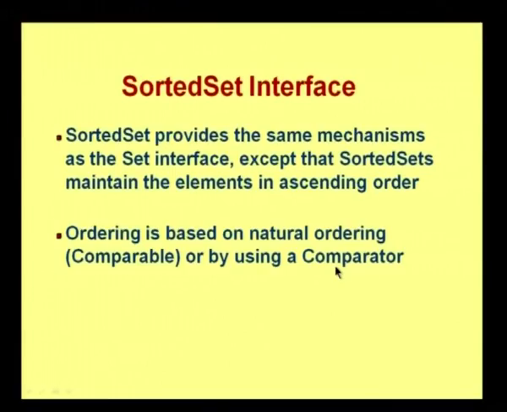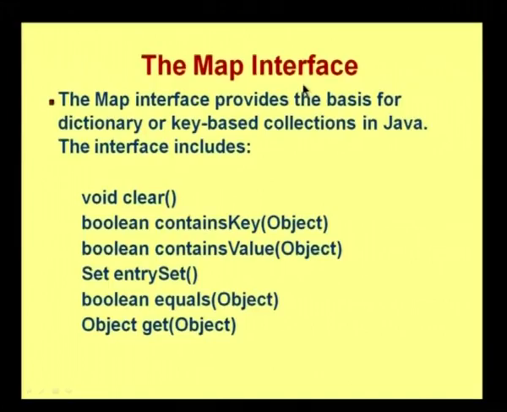Whereas in the case of a set, whenever I add an element, it will be added at the end. If I have 10 elements, it will be added as the 11th element. Whereas if I add an element in my sorted set, it will automatically be placed according to the sorting order. Ordering is based on natural ordering, comparable or using a comparator. We are going to see about comparable and comparator later on in this session.